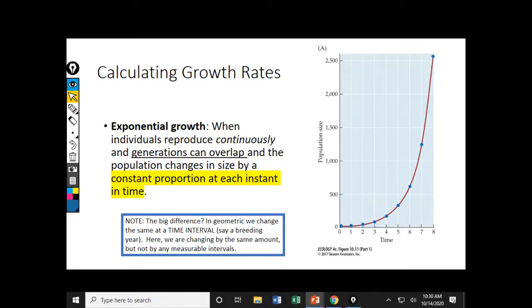So here's the problem. There's another type of growth rate called exponential growth. Now, I promise you this is a different graph. It looks exactly the same. The big difference here is with this one, we still have constant proportion of change, but this is at instants in time. So this is going to be significantly less common.